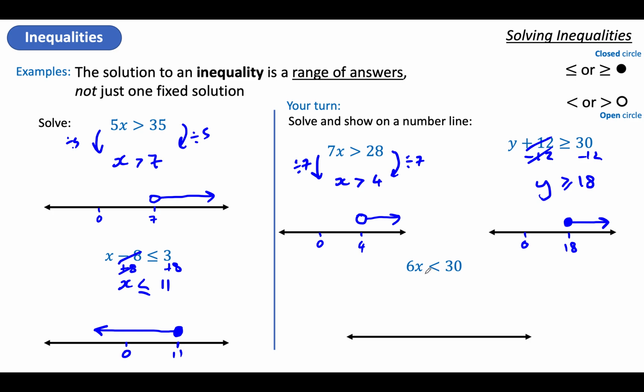And lastly, 6x is less than 30. Well, I don't want 6 of these x's, pesky little x's, I just want 1 of them. So we divide it by that number touching the letter. We divide it by 6. So 6x divided by 6 is just 1x. 30 divided by 6 is 5. And use the same sign. x is less than 5.